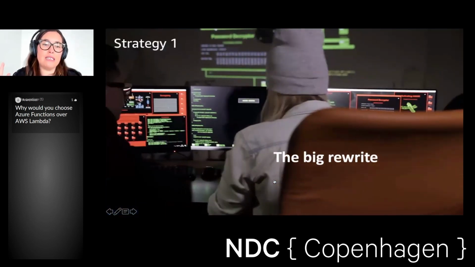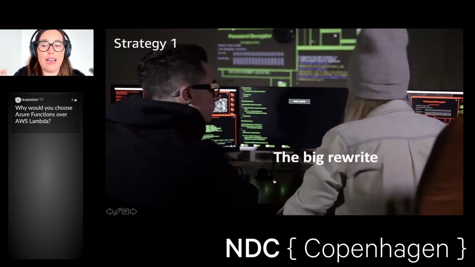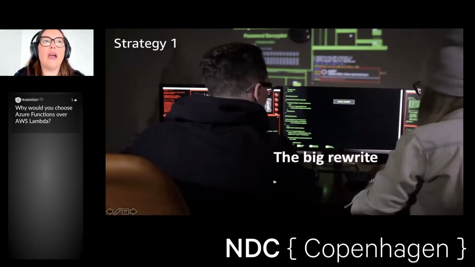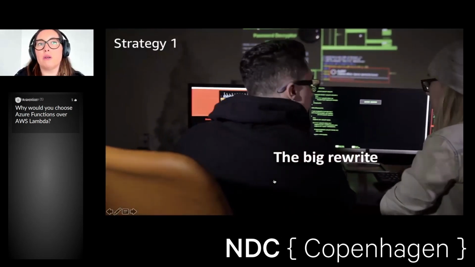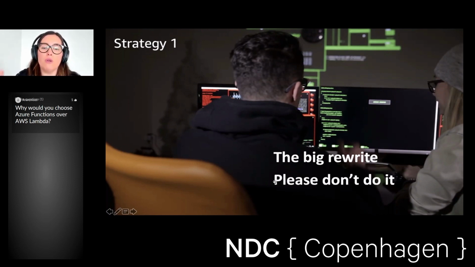The first one, strategy number 1, is the big rewrite. And the only reason I'm presenting this is because we did it. I don't know why we did it. I think because we were naive, we were afraid of deploying something to the cloud, and also because there were not a lot of tools that allowed us to have a mixed system in place. Nowadays there is. But because of many reasons, we ended up going this road. And this road was a painful road.